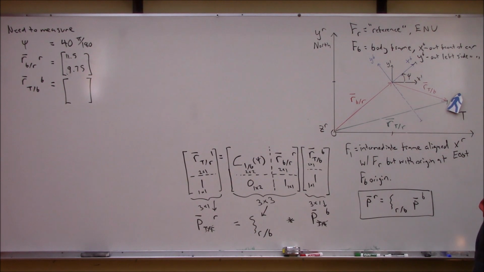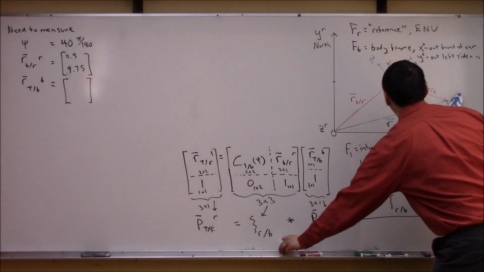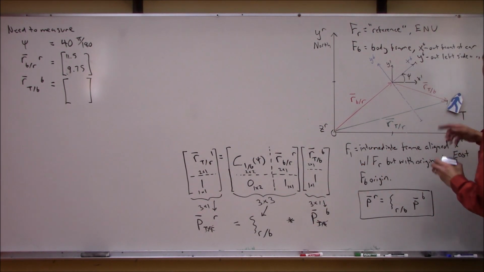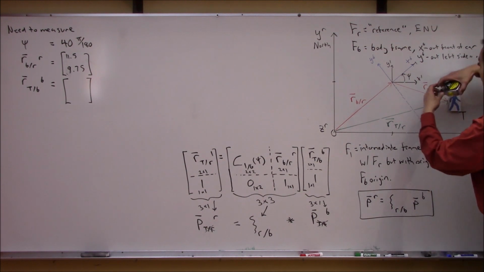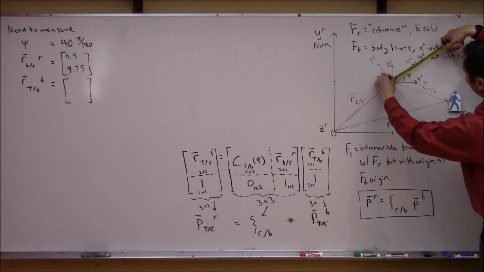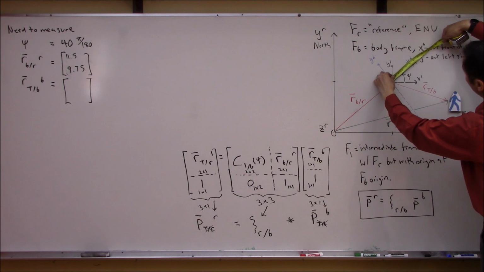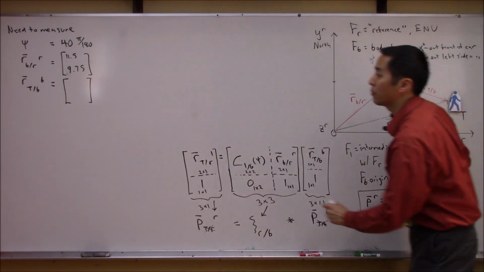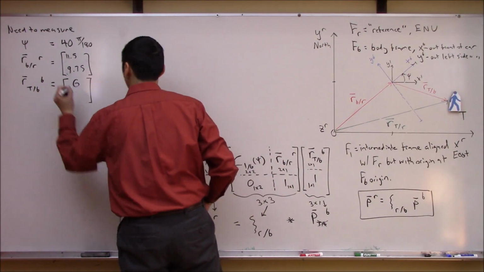Okay, so let's make these measurements now. So how far do I have to go in the X body axis to reach the point T? It is this distance here along my tape measure. It is 6 inches, okay? So let's write that down before we forget. So it's 6 inches in that direction.